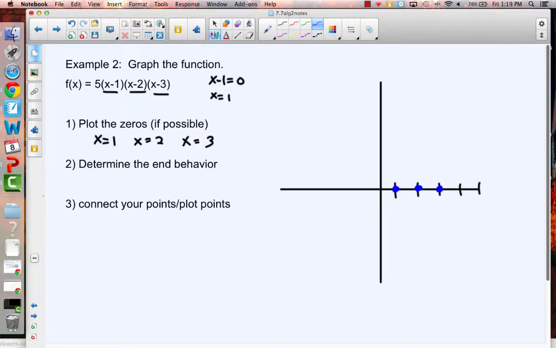Then I want to figure out my end behavior. Well, now we need to look at our degree and our leading coefficient. Well, this isn't factored. There's nothing squared or anything like that. But what you should notice is that there's 3 x's. There's 1, 2, and 3. So what this means is that our degree is 3, and our leading coefficient is the number out in front, which is the 5. So our leading coefficient is 5. So what you should notice is that this is an odd function and it's positive.